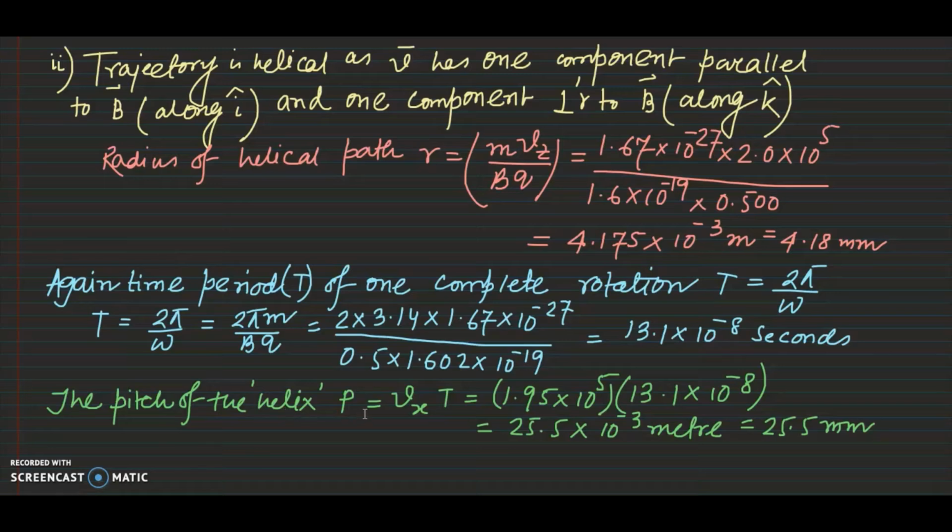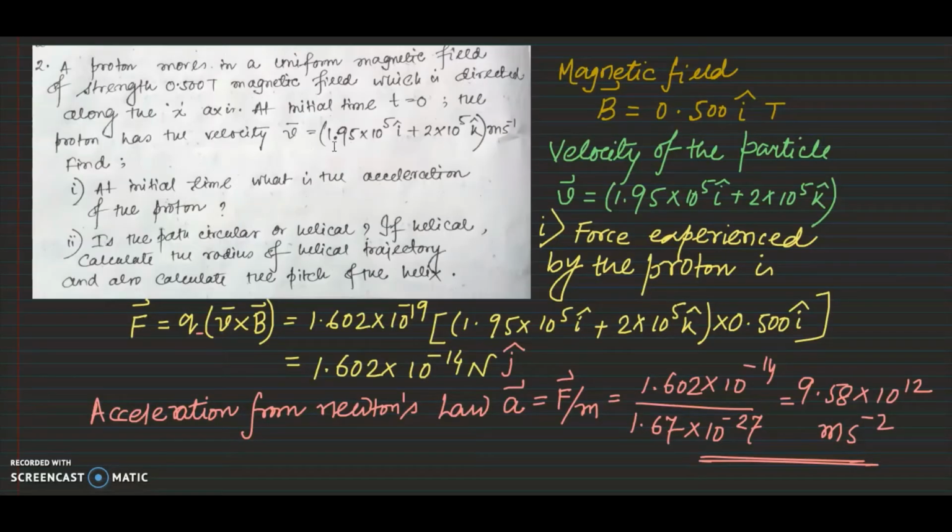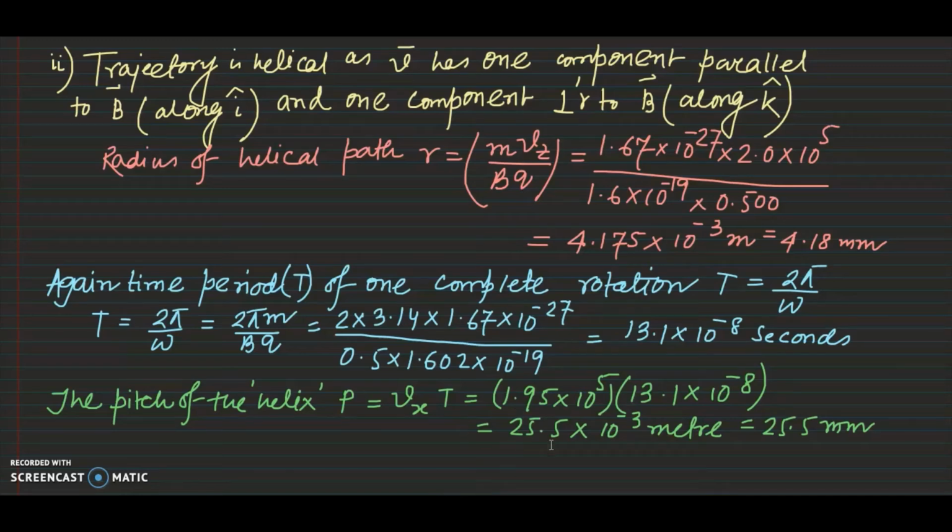So the pitch of the helix, this is the formula of the velocity of the charged particle along the direction of the magnetic field. So we need to consider here only the x part, I mean the velocity component along the direction of the magnetic field. So it is Vx times t. You can see this is the expression of the velocity. The x component is 1.95 times 10 to the 5. So if I put the value here, it becomes 25.5 millimeter. So you can see that the pitch of the helix is very much greater than the radius of curvature. So the proton moves a long way along the field in one revolution.